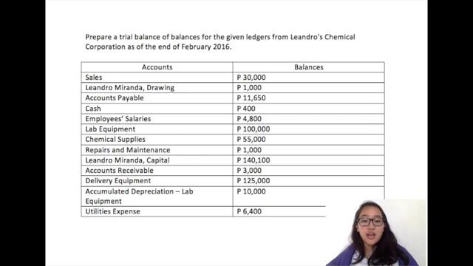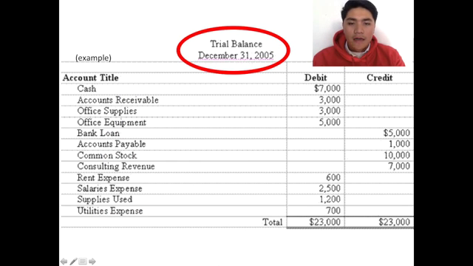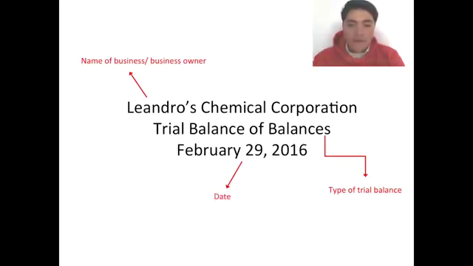Aside from being given a ledger with the accounts, you may be presented with a list such as this, wherein you're only given accounts and their corresponding amounts. To write the heading of the trial balance, you need to include the name of the business or business owner, if none is given, the type of trial balance, and the date. If there is no date given, the current date will be used.